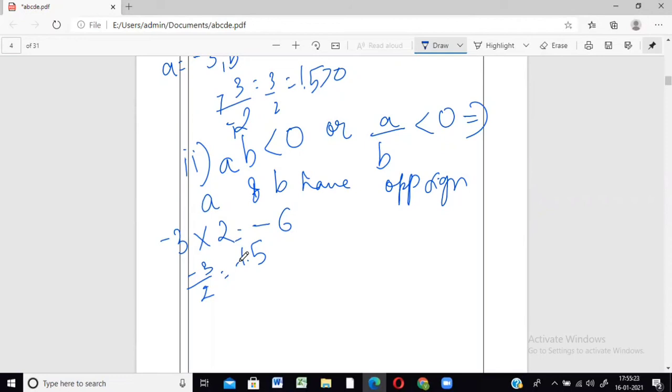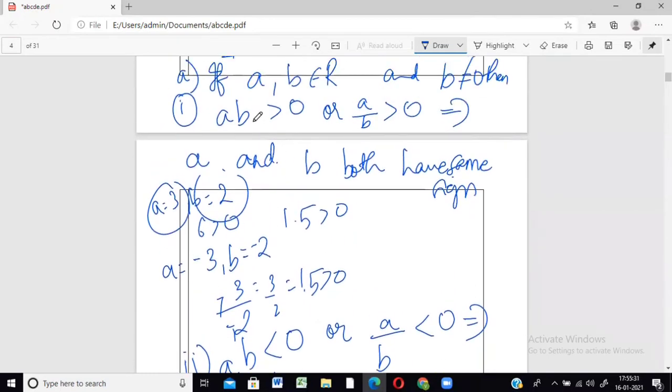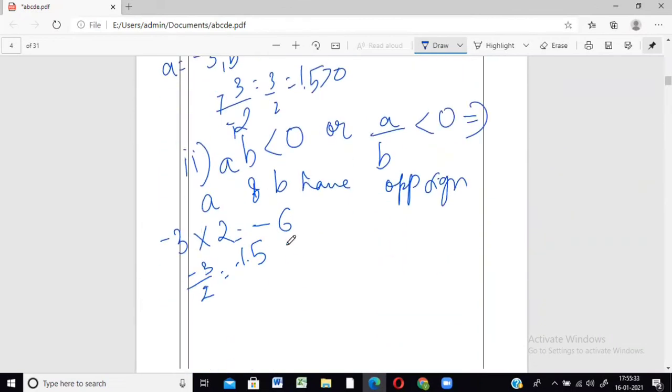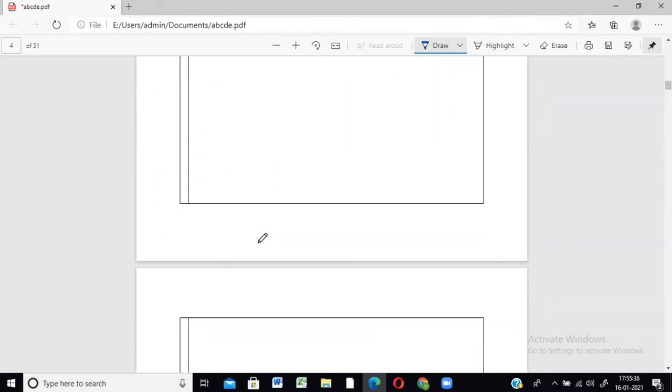So then you have to be careful. If this is less than 0, then they'll have opposite signs. If one is plus then the other one is minus, if one is minus then the other one is plus. Or else if both are greater than 0, you have the same sign. I think if you understand one, then the next one you can easily write. Correct.